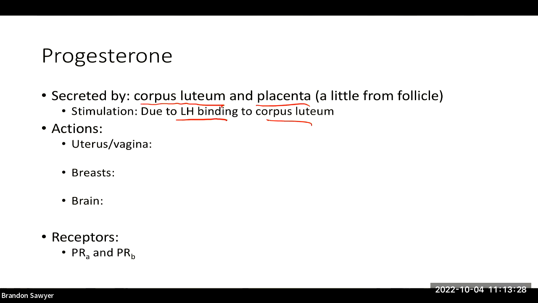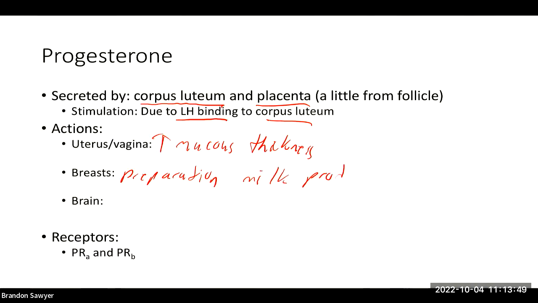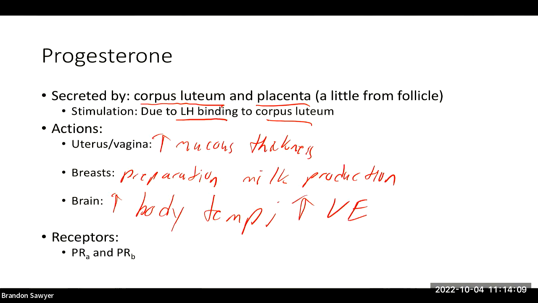The actions on the uterus and vagina would be to increase mucus thickness, so release of thick mucus. In the breasts, it leads to preparation for milk production. One of the effects in the brain is to increase body temperature. It's also going to increase ventilation, which I'll abbreviate as VE, and that's going to decrease CO2 levels a little bit during this post-ovulatory phase of the cycle.